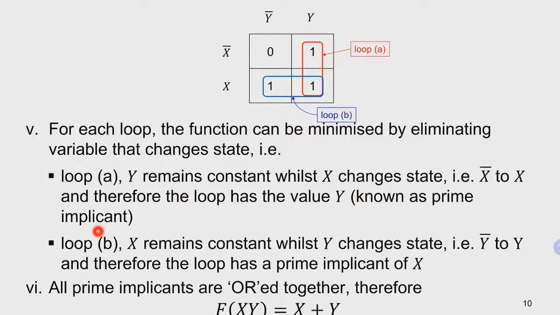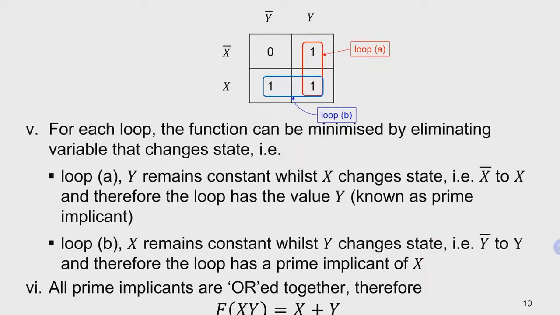Similarly, for loop B, you can see that the y variable changes from y bar to y. Okay, so it's going from left to right. It's going from y bar to y, while the variable x hasn't changed, so it remains as x. So the prime implicant here is x for loop B.